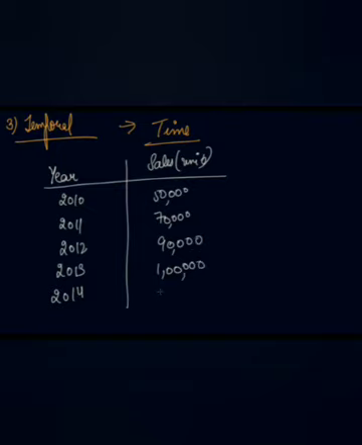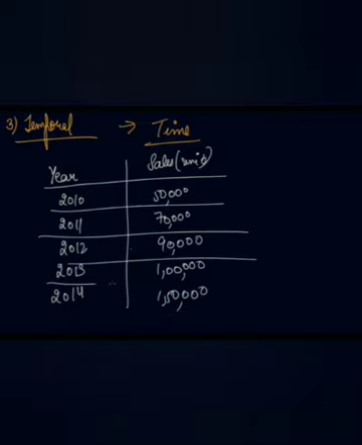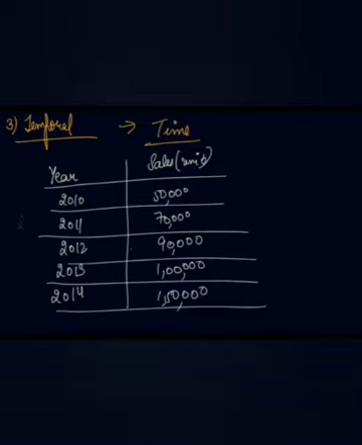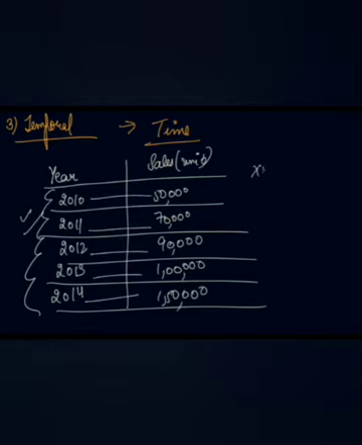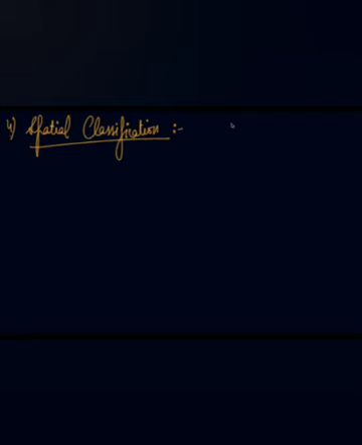1 lakh units, then 1.5 lakh units. So in this, you are classifying the data according to the time. Here time is the main characteristic. Time is showing that in which year how many number of units were sold for the XYZ company. Right? Now the other comes the spatial classification of data and tabular presentation.